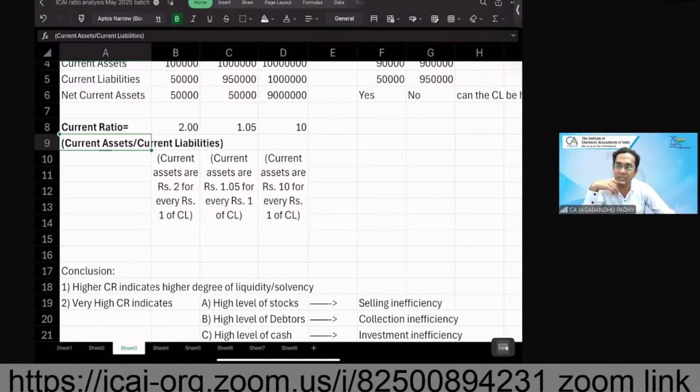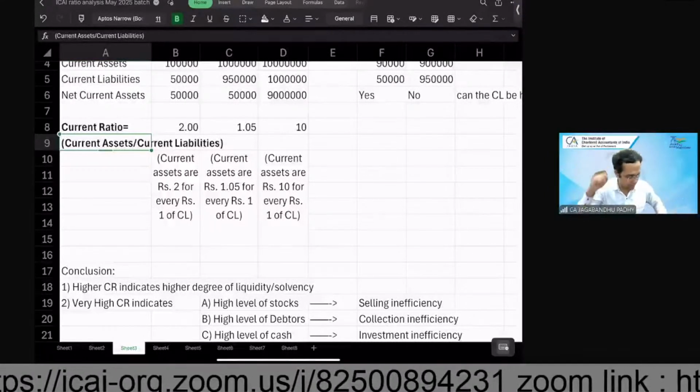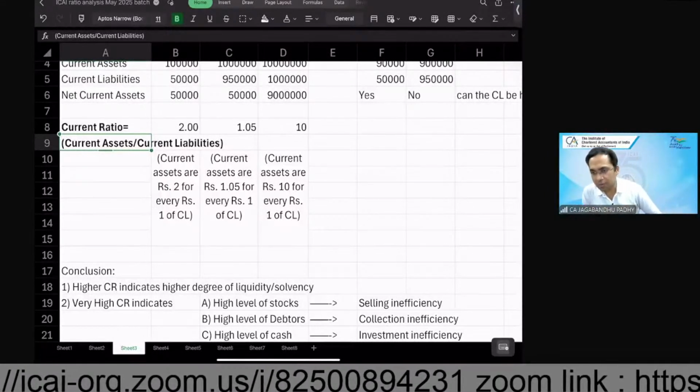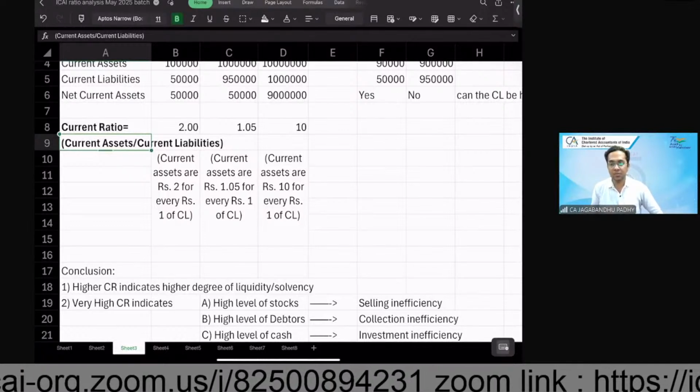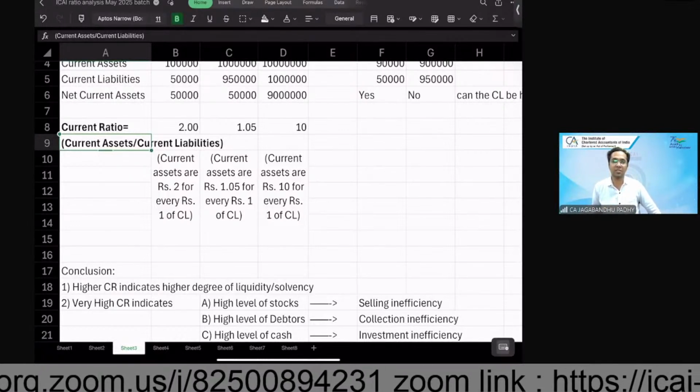Fictitious assets are those assets like your preliminary expenditure, discount on issue of debentures, which you haven't charged to P&L and you have kept in the balance sheet on the asset side.